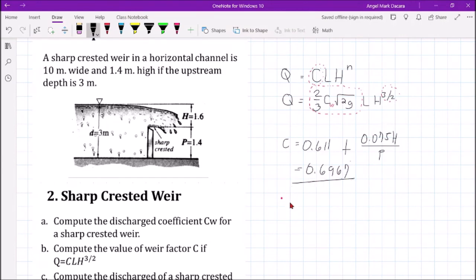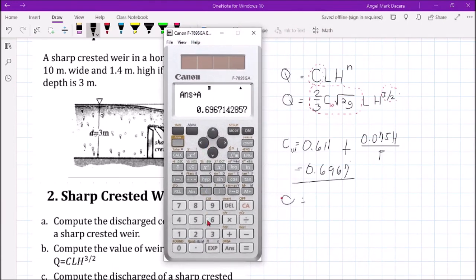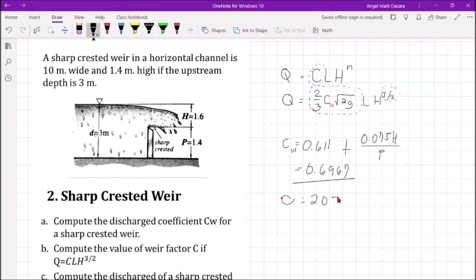Okay. Next question. Let's say this is just C sub W. Then C for the discharge coefficient. So, C is that 2/3 C, which is stored sa A, times square root of 2G. Okay, then that is 2.0574. Okay, so kung ganyan yung mga value ng C, 1.8, 1.85, 2, so that is the whole C for the formula.